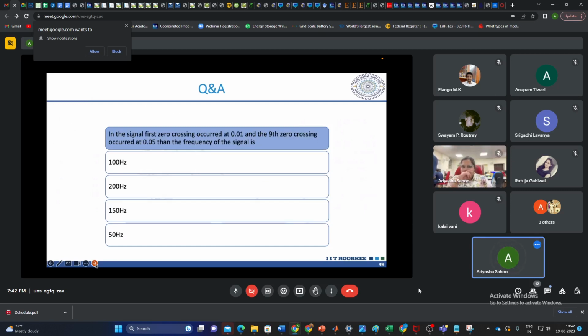Okay, this was again for zero crossing. In the signal, the first zero crossing occurred at 0.01 second, and the ninth zero crossing occurred at 0.05 second. Then what will be the frequency of the signal? I think you had a formula for this. 200 is the answer, ma'am. Okay, this is 1 minus 1 by 2.